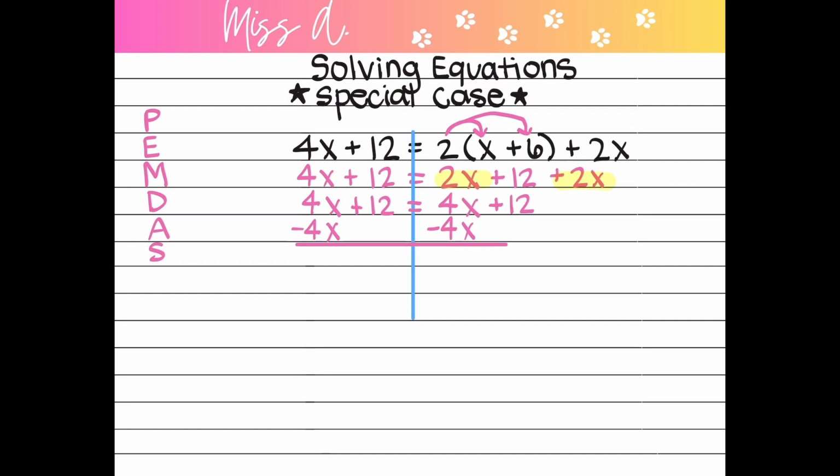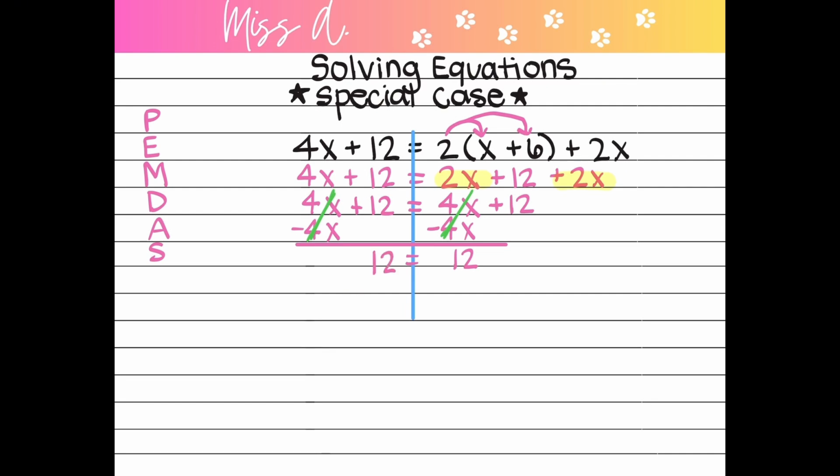When I do that right here, 4x minus 4x crosses out. That's 0. I don't need to write it. So I'm just going to bring down this 12. And then what happens over here, which is why this is a special case, is I also have 4x minus 4x, which crosses out. Now that doesn't typically happen, but I'm going to keep going. I'm going to bring down the 12.